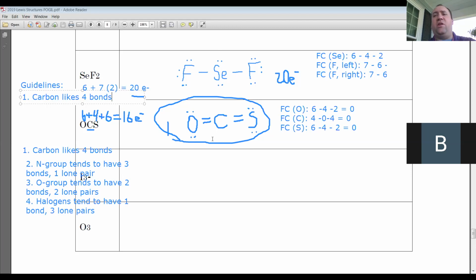But if you're looking for a quick way to evaluate formal charges on structures, that's the way to do it. Look at how many bonds it has, how many lone pairs it has, and if you follow along in those guidelines, that's where you're going to find success. That's where it's going to work out and make the most sense for us.